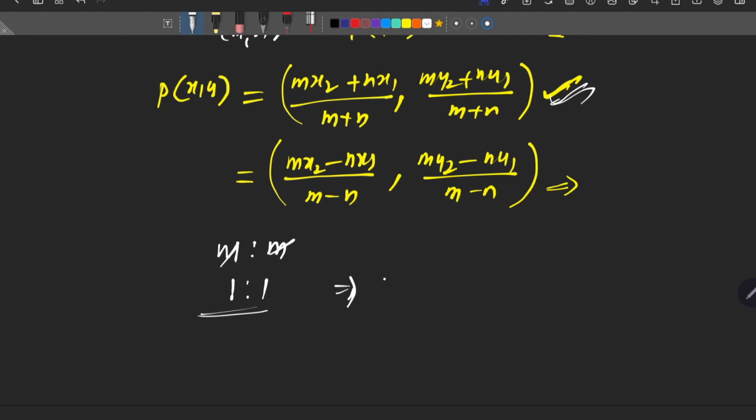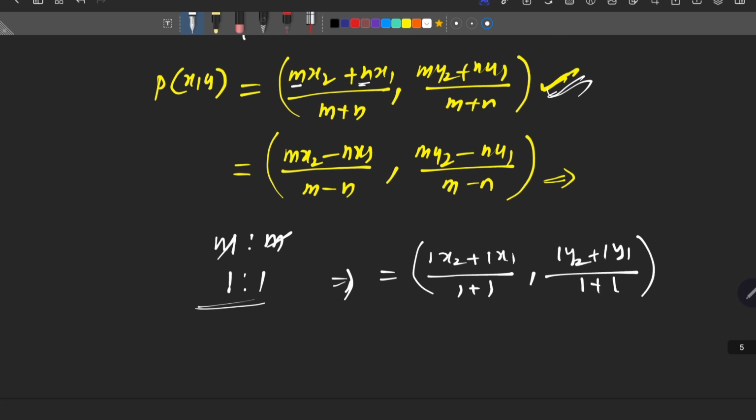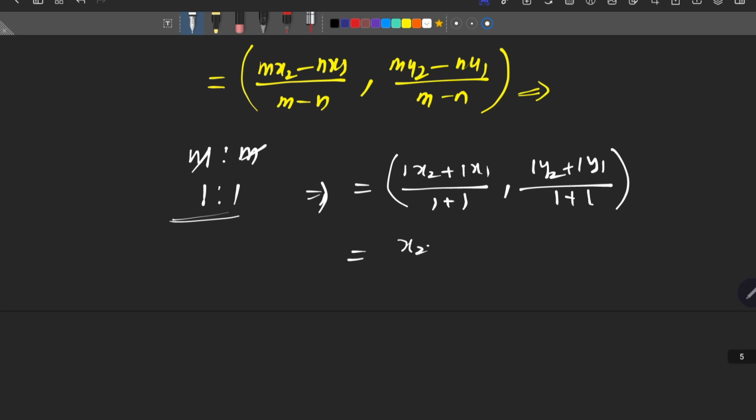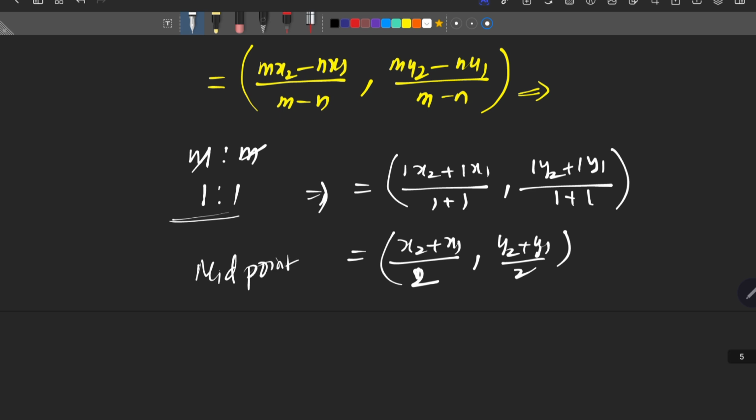How can the midpoint formula be derived? Identify m is equal to 1 and n is also 1. By replacing, (1 into x2 plus 1 into x1) divided by (1 plus 1), comma, (1 into y2 plus 1 into y1) divided by (1 plus 1). Simplifying, we get (x2 plus x1) divided by 2, comma, (y2 plus y1) divided by 2. This is called the midpoint formula of two given points. By using this, we can do many questions in this exercise.